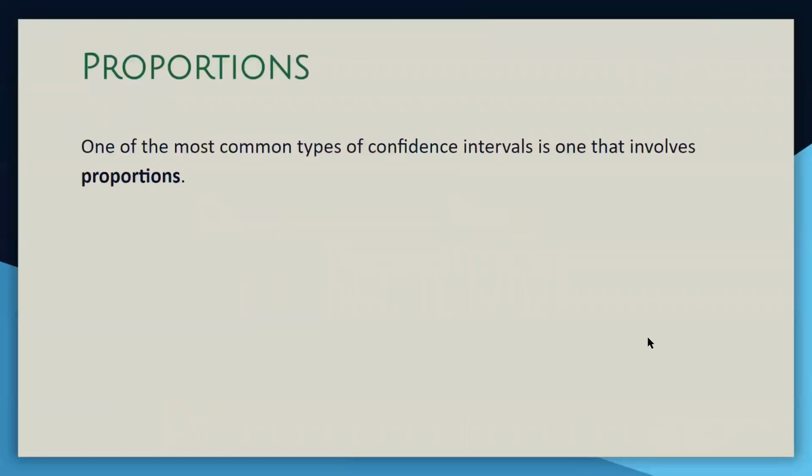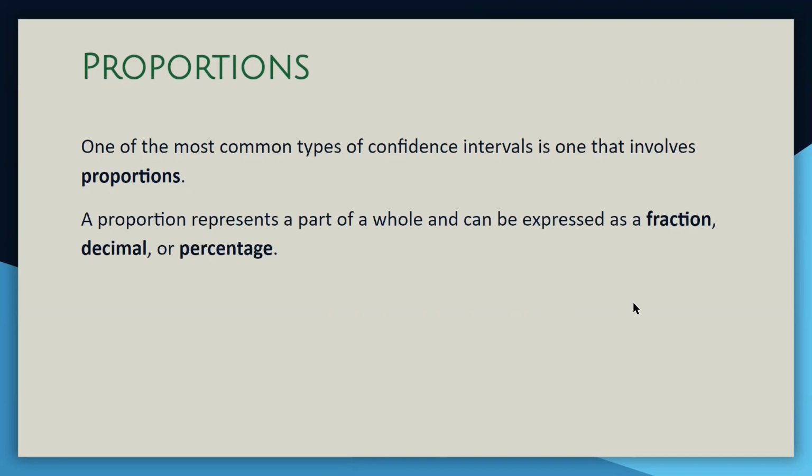One of the most common types of confidence intervals is one that involves proportions. So this is one of the most common things we're trying to estimate. A proportion represents a part of a whole. So we're looking at a part of a larger population that has a characteristic of interest, and we can represent that part of a whole as a fraction, decimal, or percentage. And the decimal, we've already seen, is the most common way to express that. Proportions can also represent probabilities. We've seen that before in previous weeks.